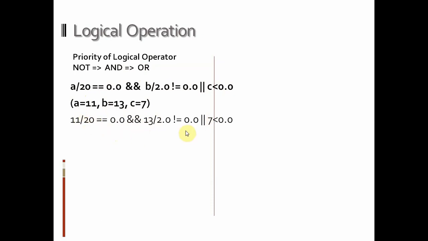Now we can look here. Here are divide and lesser than. The divide operator is of higher priority as compared to lesser than. So first of all, we will solve the division operators, but there are two division operators, so we will solve them according to the associativity rule. They will execute from left to right. So first of all, we will solve this operation.